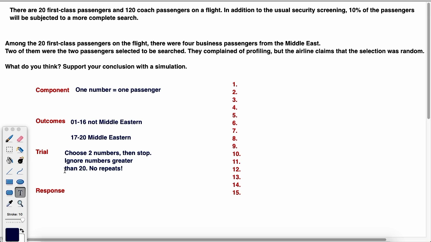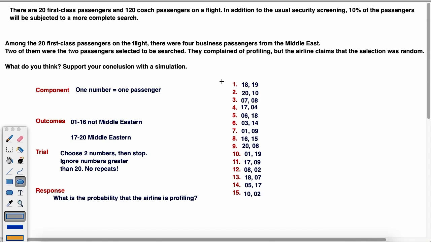For our trials, we choose 2 numbers, then stop because only 2 were selected. Ignore numbers greater than 20 and no repeats. Each number is a specific passenger and we can't have one passenger checked twice. Following what we put in our trial and following the table of random digits, these are the numbers I got. Out of the 15 trials, only one trial consisted of 2 Middle Eastern men being selected.